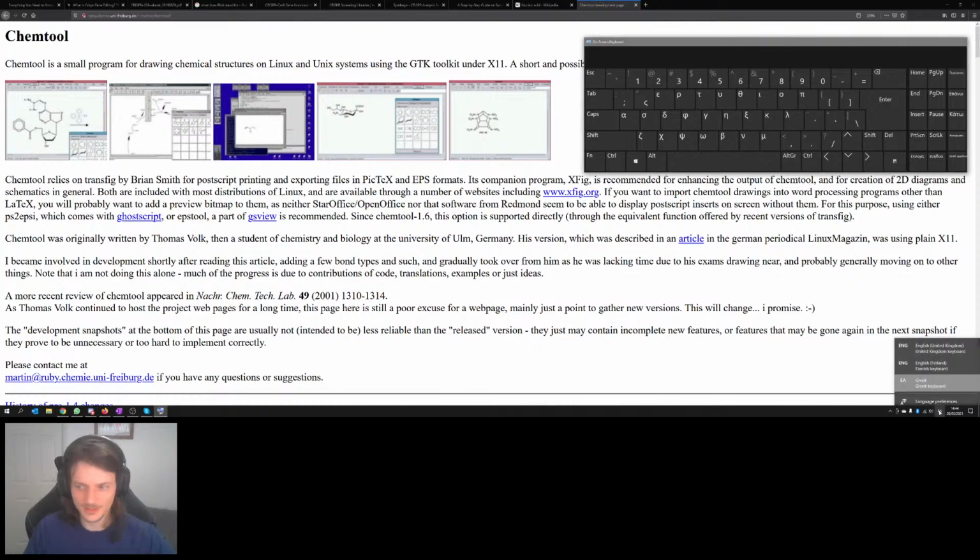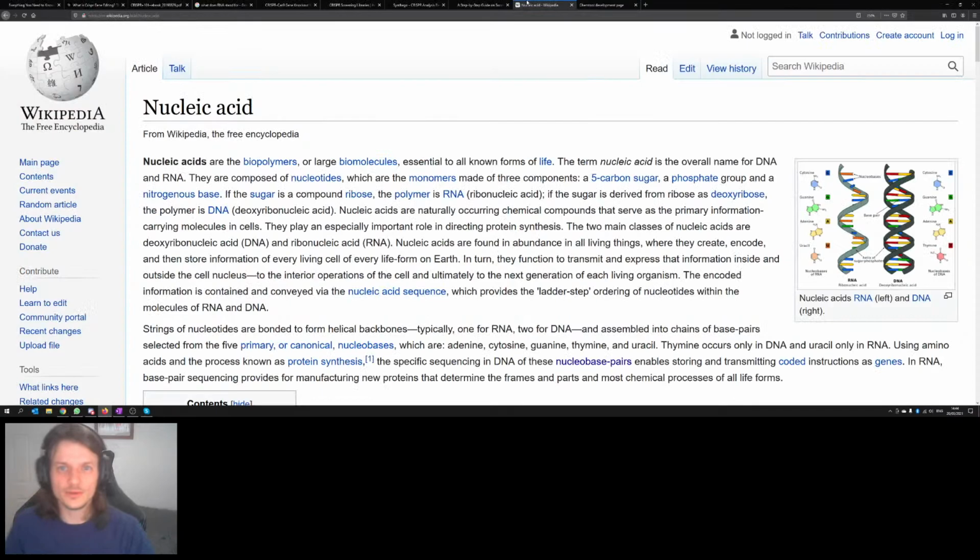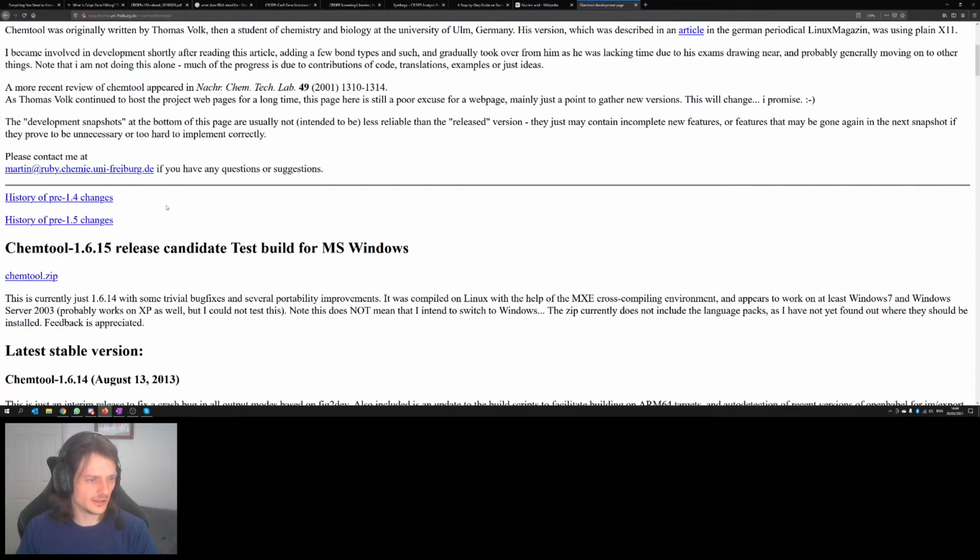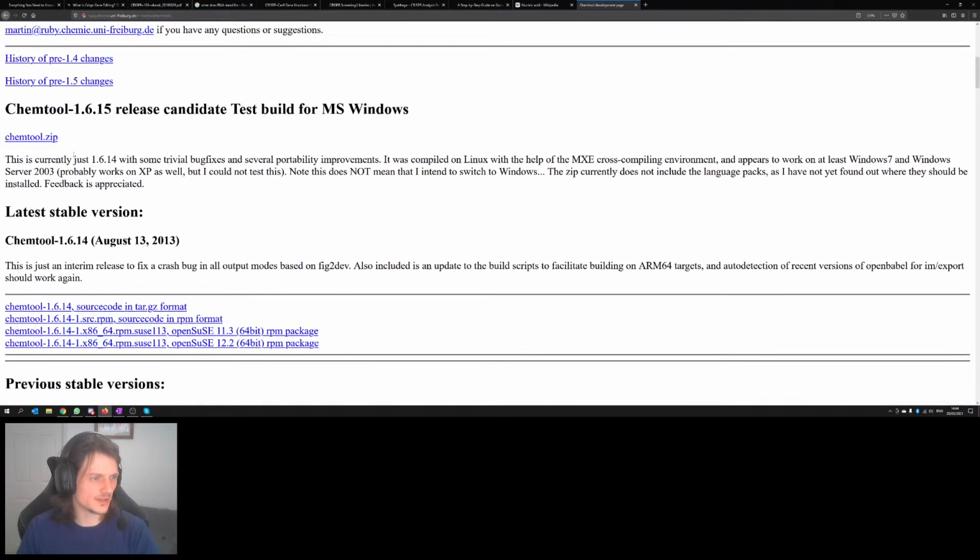Okay, so back to work. Chem Tools. So yeah, I want to try and figure out how these diagrams work. So let's go check out this Chem Tool, see if we can download like a Windows version of it. This is currently just typical bug fixes. It was compiled on Linux with the help of MXO and appears to work on at least Windows 7 and Windows Server.